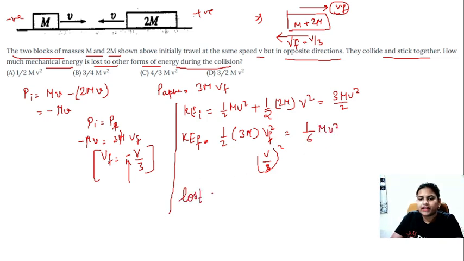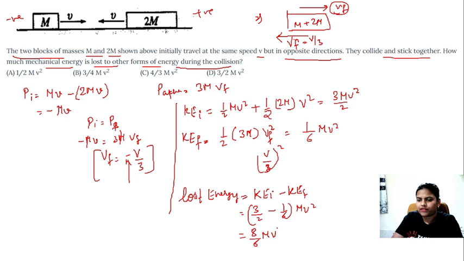So lost kinetic energy or lost energy would be equal to initial kinetic energy minus final kinetic energy. So it would be 3 upon 2 minus 1 upon 6, and mv square, take it as common. So it would be 8 upon 6 mv square, or I can write it as 4 upon 3 mv square. So this is the lost energy or lost mechanical energy. Since all this is happening at the same level, the potential energy would be same for all the cases. Lost mechanical energy is equal to 4 by 3 mv square, so C is the correct option.